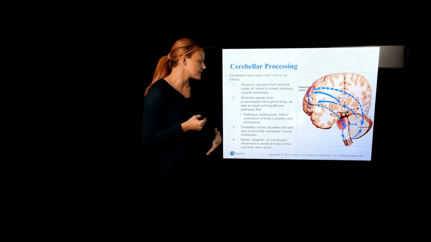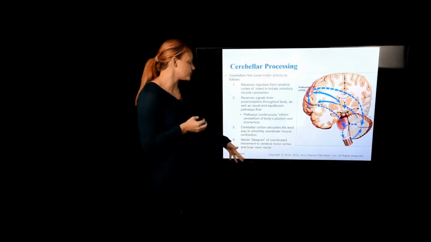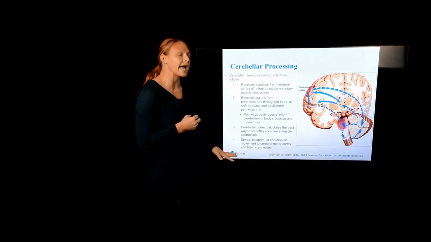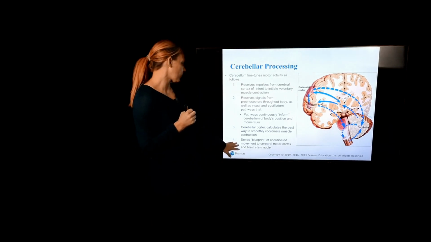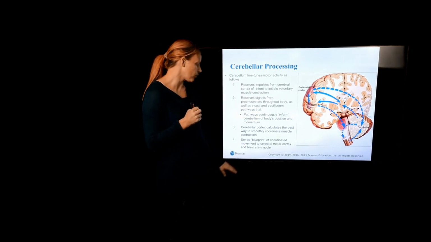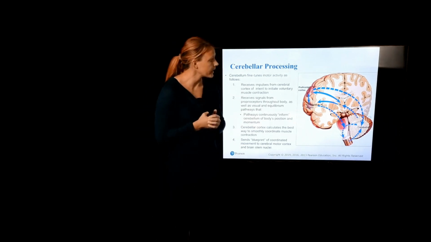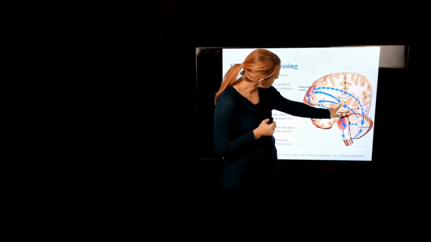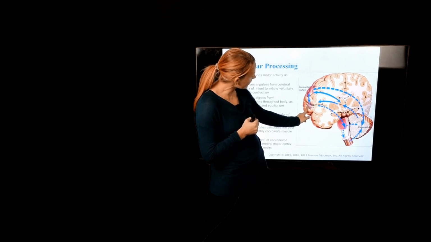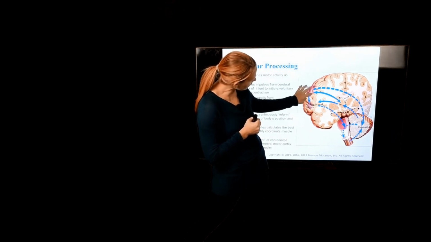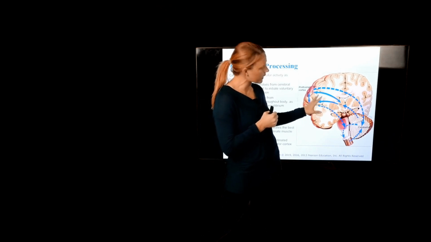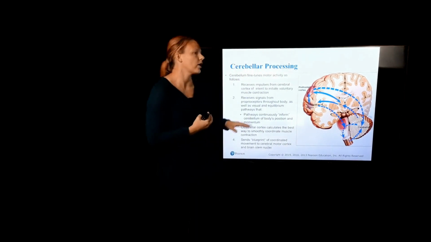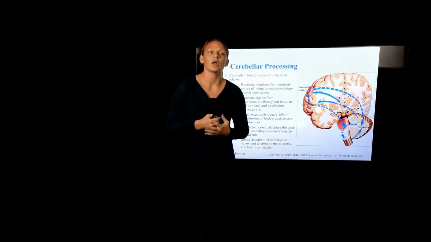Then the cerebellar cortex is going to calculate the best way to smoothly coordinate that muscle contraction. And then it's going to send the blueprint of that coordinated movement to the cerebral motor cortex and the brainstem nuclei. So that's where you can see these arrows going out from the cerebellum. It's going to go to the thalamus. Then it's going to go to these prefrontal targets, to the prefrontal cortex. It's going to have some back and forth with the thalamus, figure out the best way to do that movement, and then that movement is going to occur. So that's how cerebellar processing works.